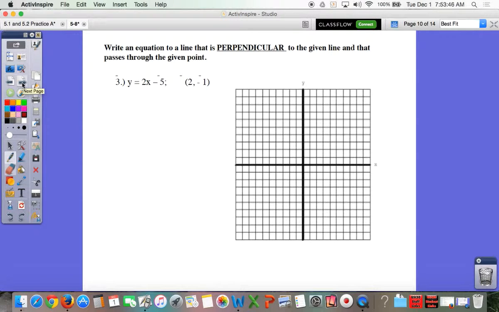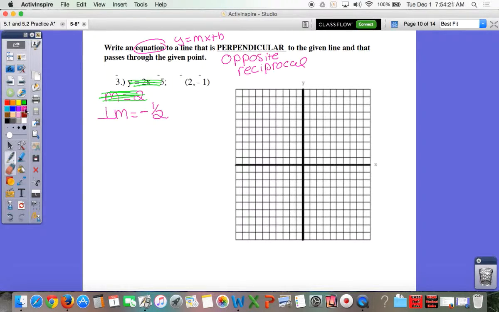This time you're going to write an equation, again, y equals mx plus b, that is perpendicular, so opposite, reciprocal, to the given line and through the given point. So let's look at this one. The slope of this line is 2. The slope that I want to use, or the perpendicular slope, opposite, positive, negative, 1/2. I do not want to look at this anymore because I got all the information I needed.